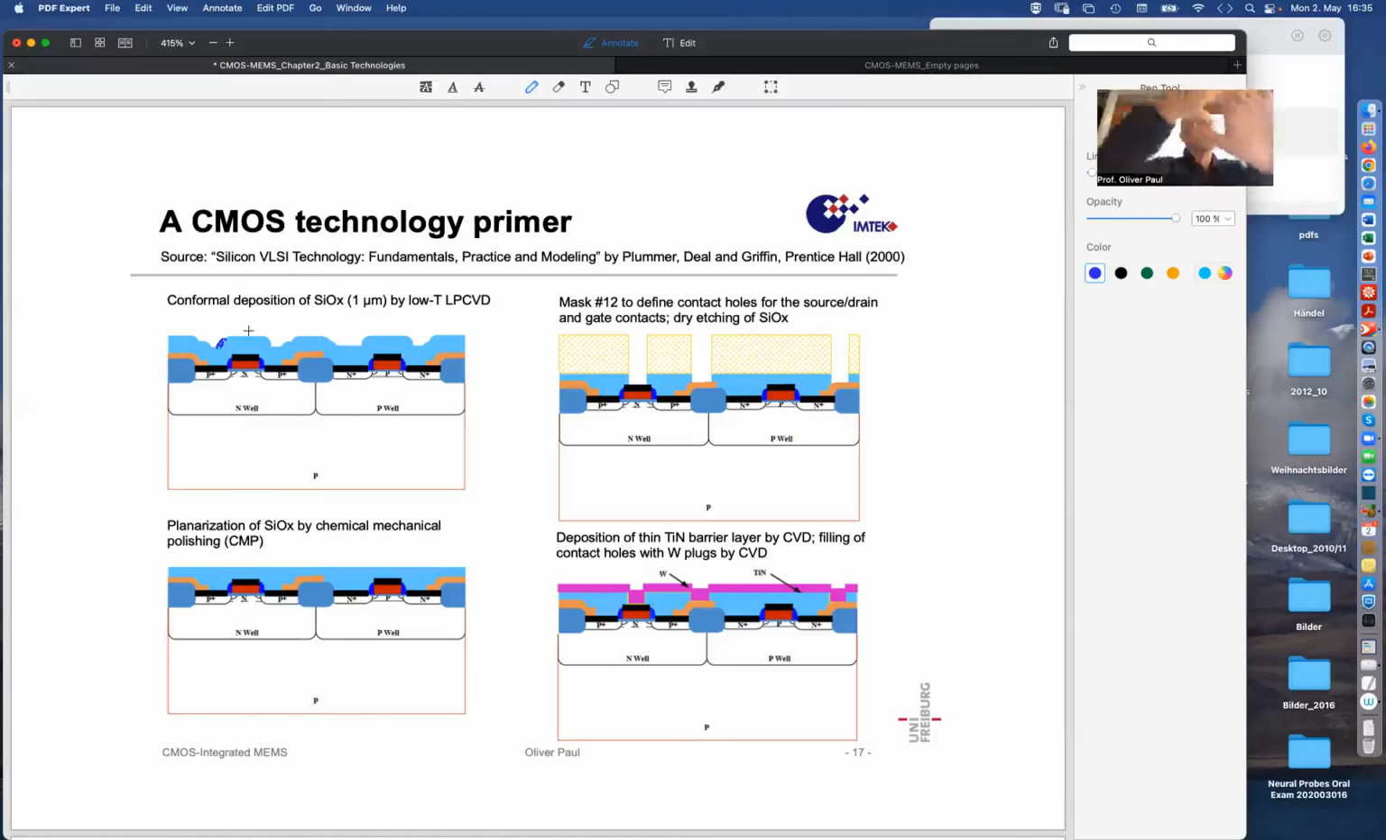But that means that metal lines can't be too near each other, because then it wouldn't be separated, and so on. So it's interesting, and therefore, in more modern technologies, one does a planarization. And this planarization is achieved by a chemical mechanical polishing step.